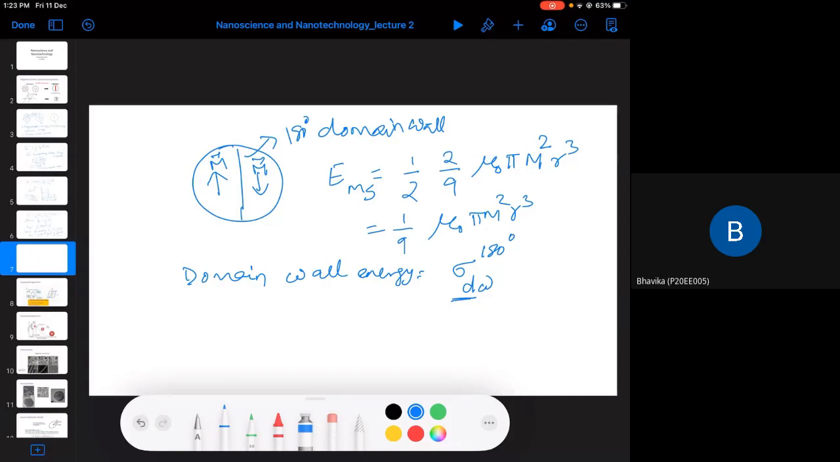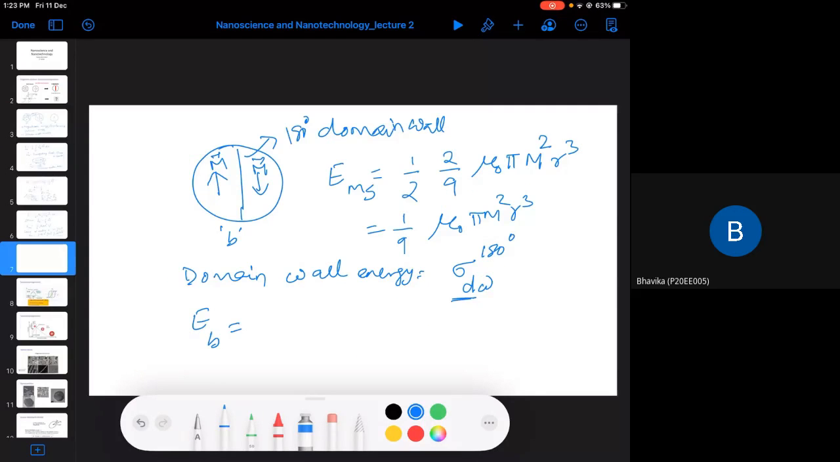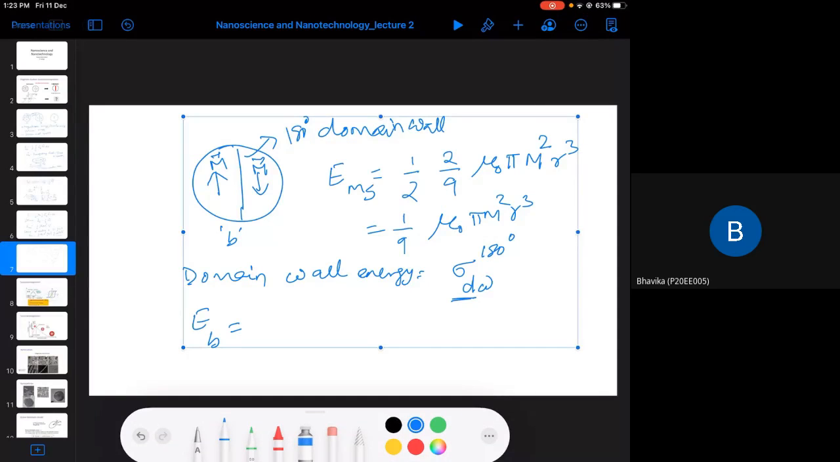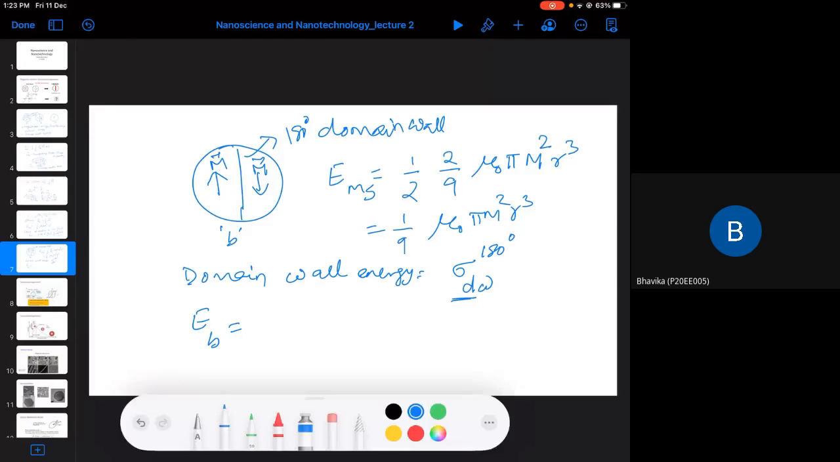So now the question is, which one will be stable? So we can write, let's say, this case B. This is the figure B which was here. Okay. So we can say our E_B will be equal to 1/9 mu naught pi M squared R cubed plus sigma_DW 180-degree. Right? This is the domain wall.